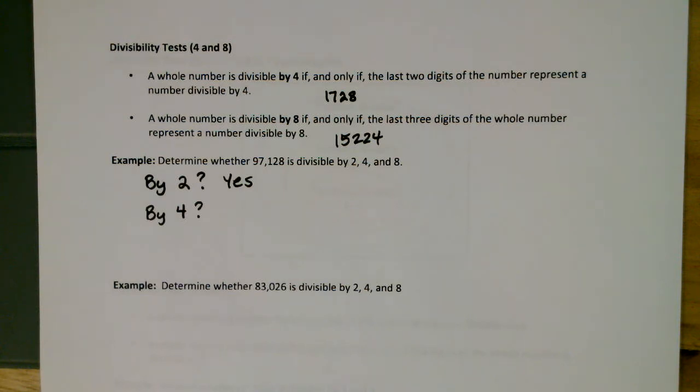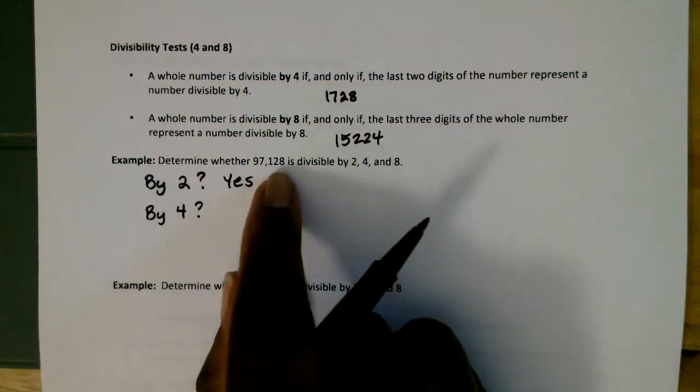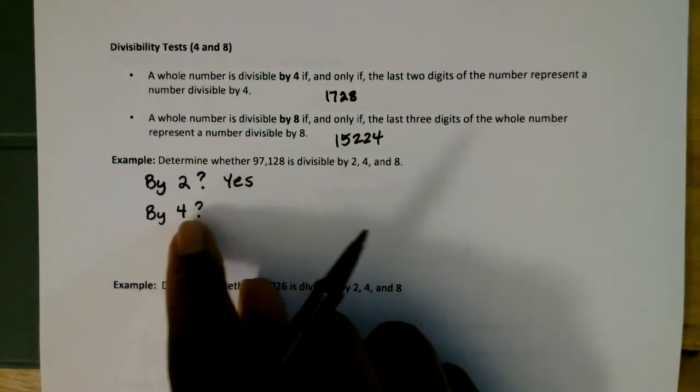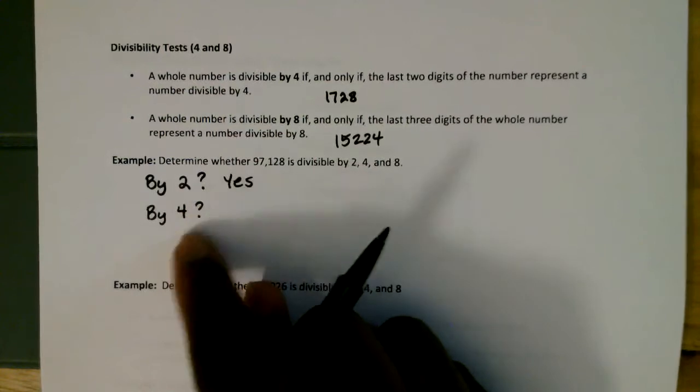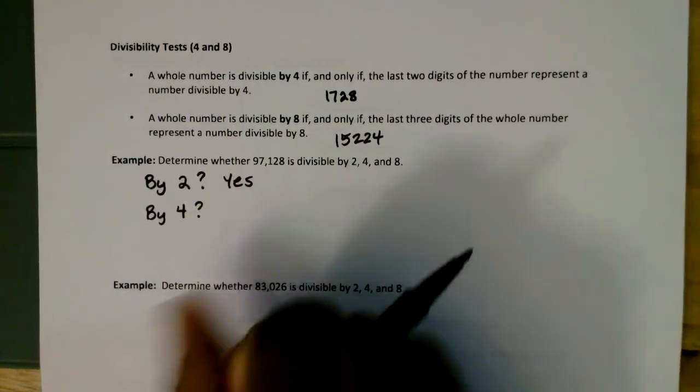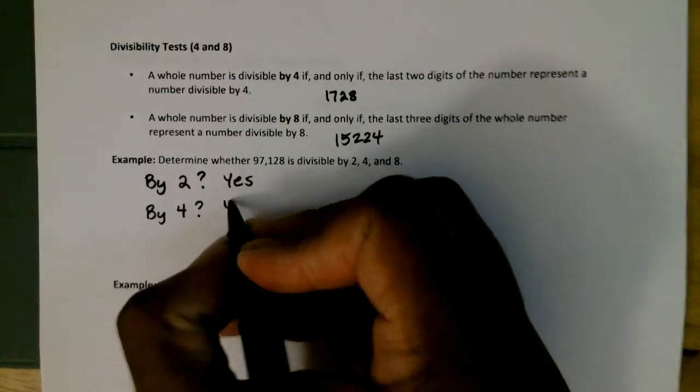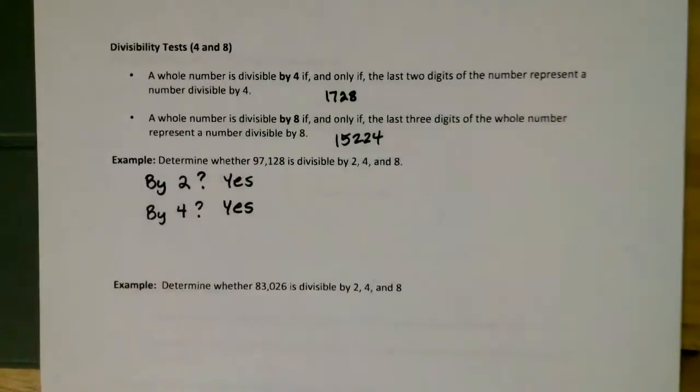So when will 97,128 be divisible by 4? Well, take the 28, which is the last two digits, it must be divisible by 4. And in this case, it is divisible by 4. So then 97,128 is divisible by 4.